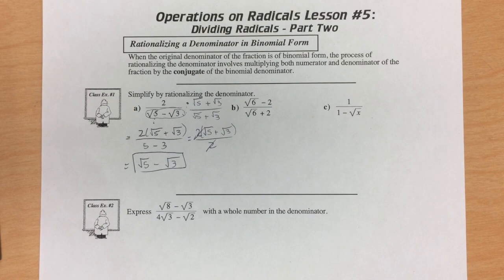Hey, welcome to lesson number 5 on dividing radicals. This is part 2 from lesson number 4, which is dividing radicals part 1. And today we're going to be looking at rationalizing a denominator in binomial form.